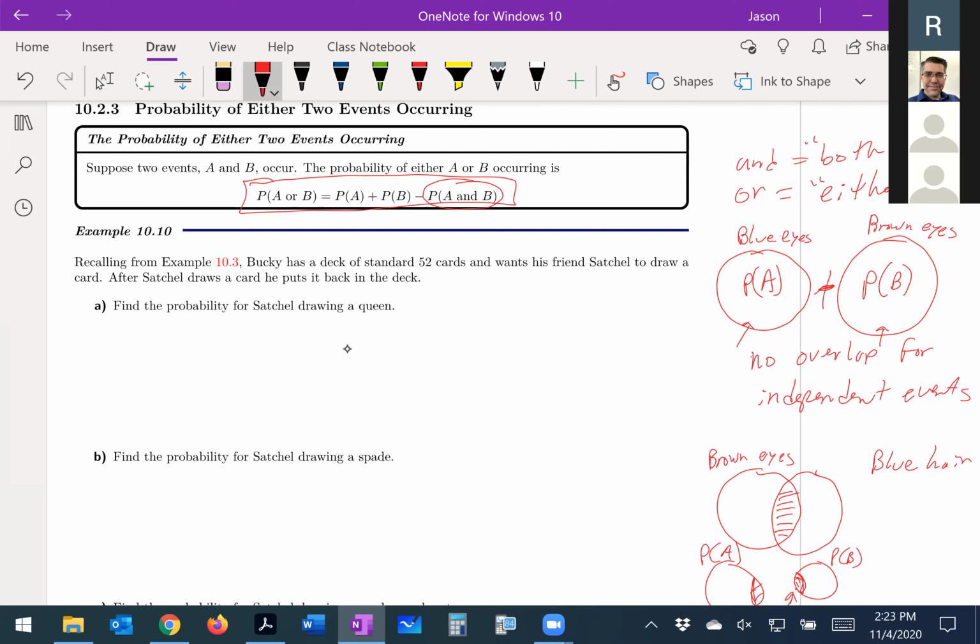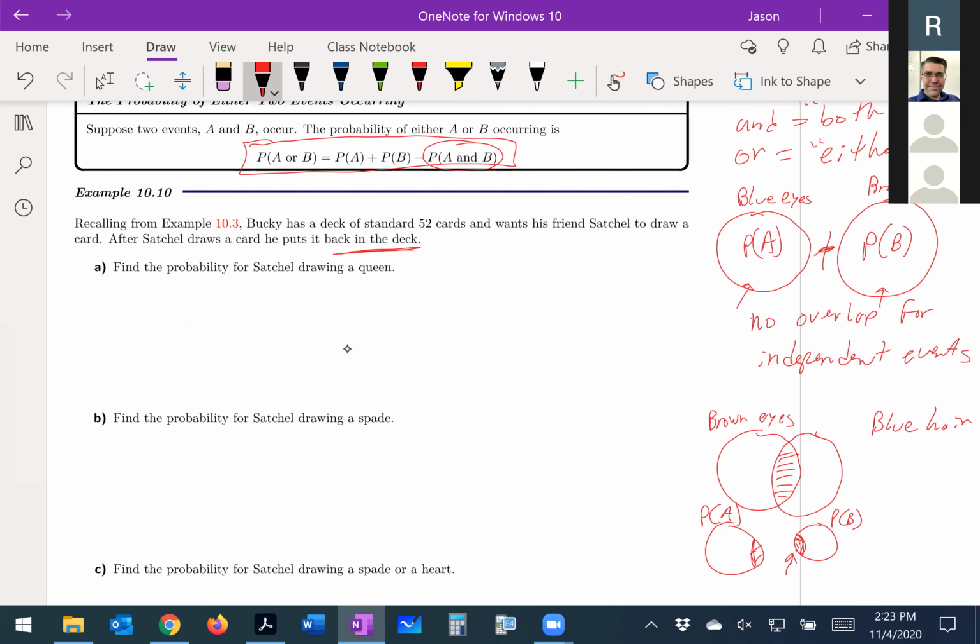Recall from example 1.3, Bucky has a deck of 52 standard cards, with his friend Satchel to draw a card. After Satchel draws a card, he puts it back in the deck. So these are going to be independent probabilities. Okay, find the probability of Satchel drawing a queen. What's the probability of him getting a queen? Well, there are 4 queens out of 52 cards. So that's 1 out of 13.